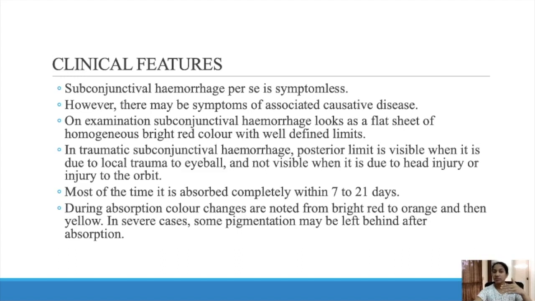So these are the clinical features. It's symptomless, but the symptoms of any associated disease you can see. It can be seen with a well-defined margin, bright red color, flat, not elevated. It's flat and shiny. And in traumatic subconjunctival hemorrhage, we can see the posterior limit if it is a local trauma to the eyeball. If it is due to head injury or injury of the wall of the orbit, then the posterior limit cannot be seen.